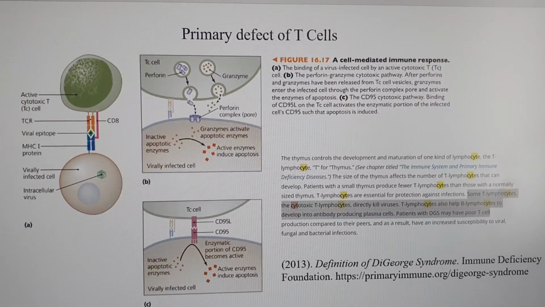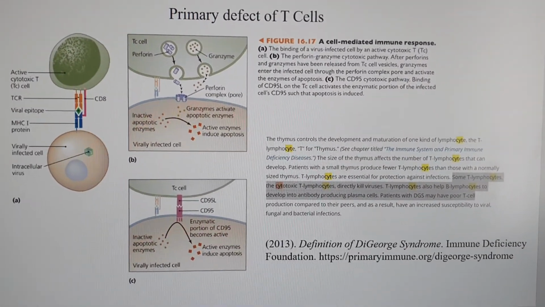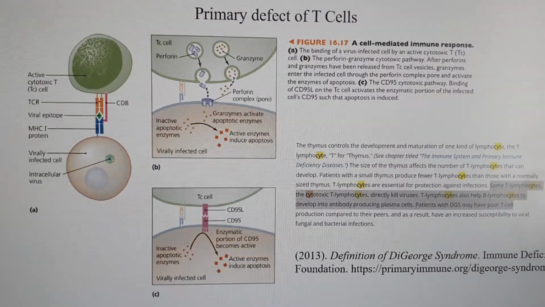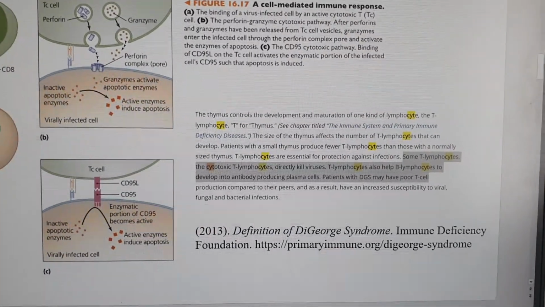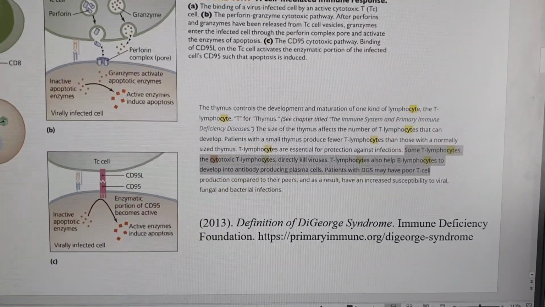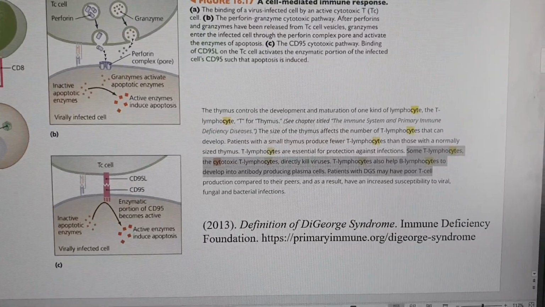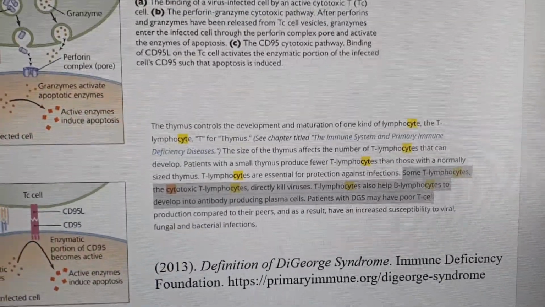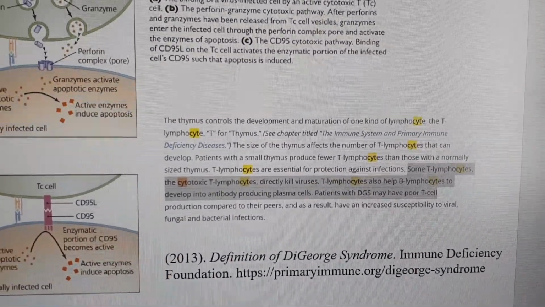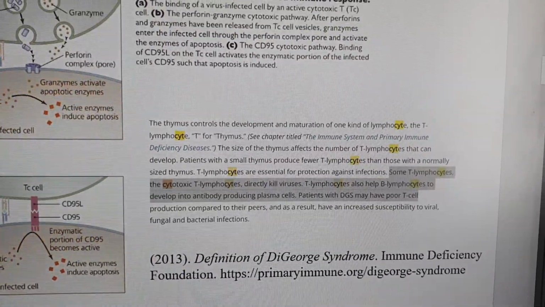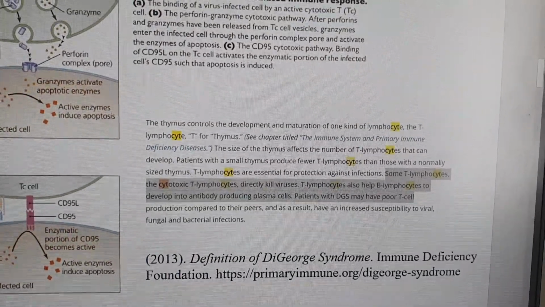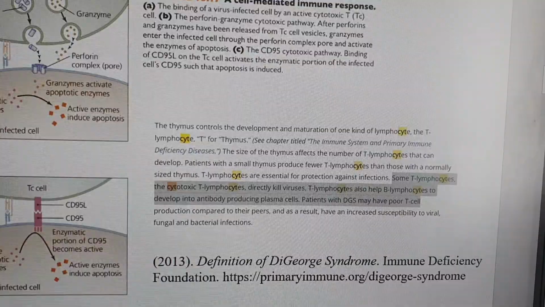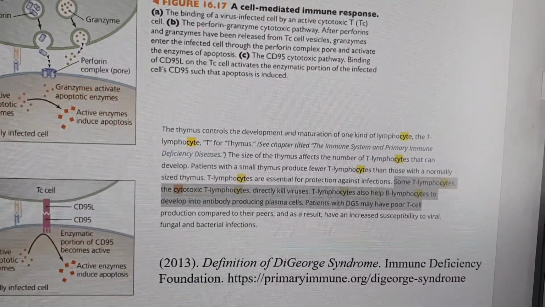Okay, so why is that? What I found out from the Immune Deficiency Foundation, that's the website primaryimmune.org, is that they mention that T lymphocytes directly kill virus, and T lymphocytes also help B lymphocytes to develop into antibody producing plasma cells.